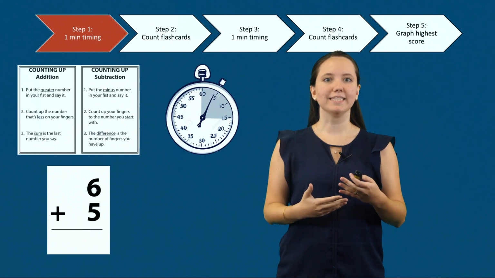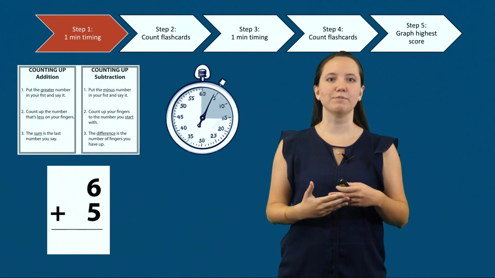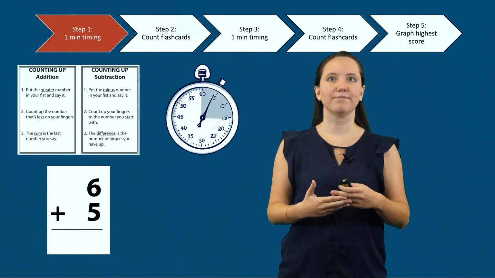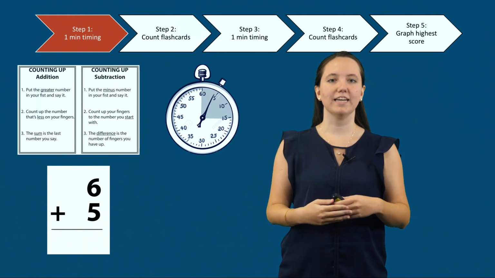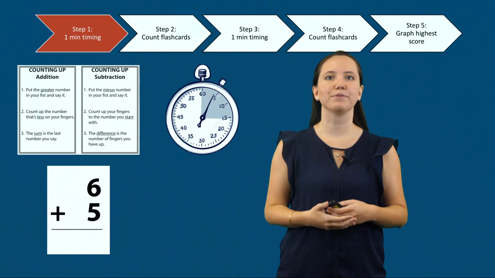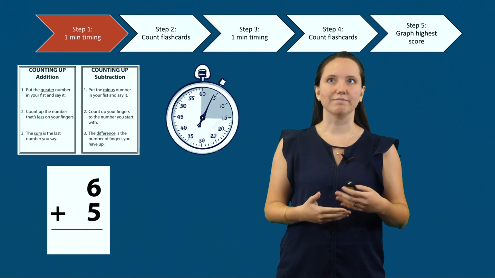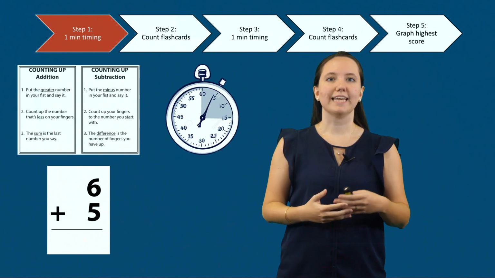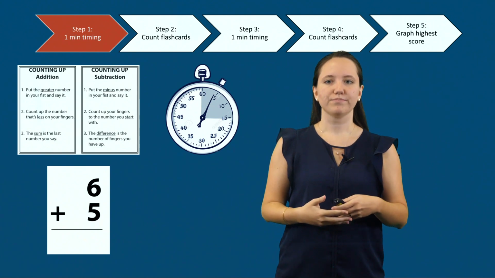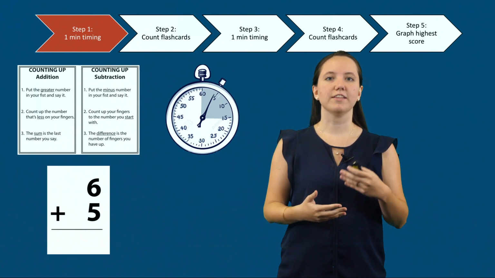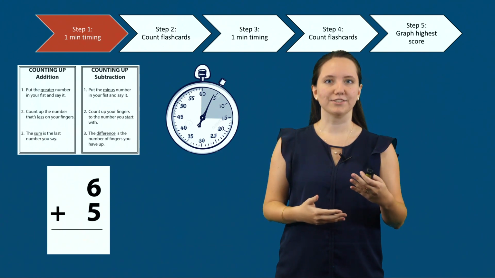Before the activity begins, make sure you have your Counting Up Addition and Subtraction poster displayed so that students can use the poster to help them answer the Math Fact Flashcards if needed. A picture of the Counting Up poster is shown here to remind you to display the poster before completing the activity. Step 1 says 1 minute timing. The teacher begins by setting the timer for 1 minute. Once the timer has been started, the teacher says start. The teacher shows the first flashcard to the first student. The student then answers the flashcard.